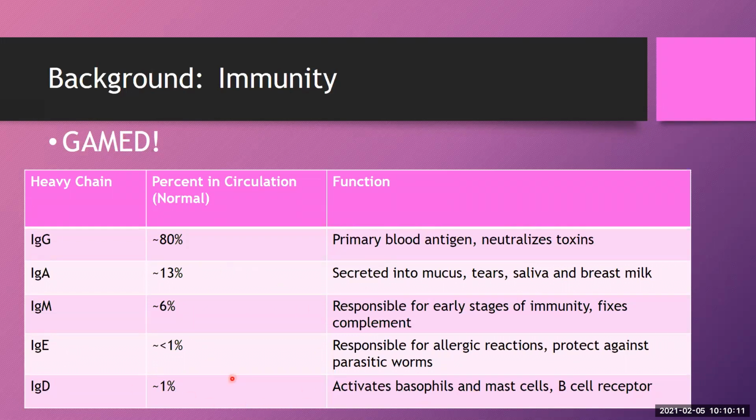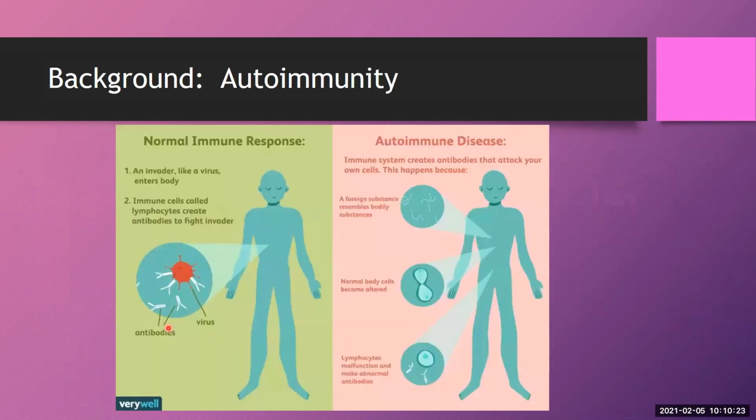So now at this point, you're probably wondering, okay, how is this mucosal antibody that lives in saliva and tears and breast milk causing disease in my kidney? Okay, and we're going to get into that, but first I want to talk a little bit about autoimmunity.